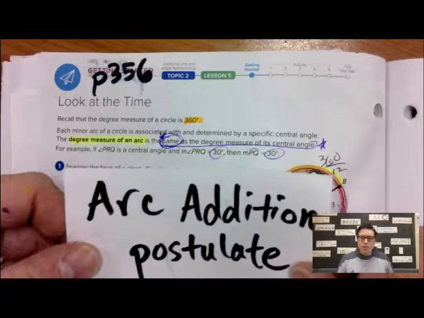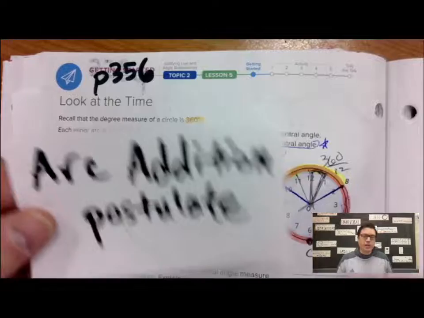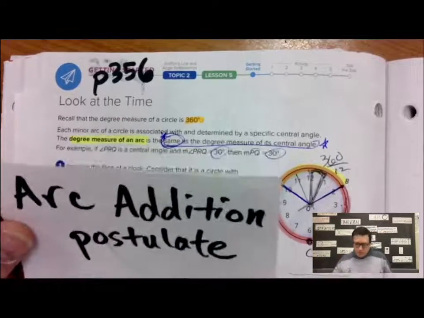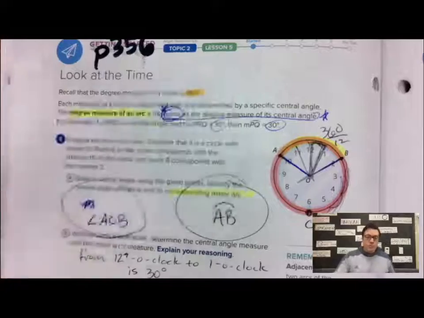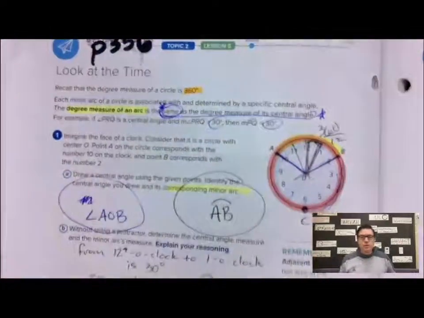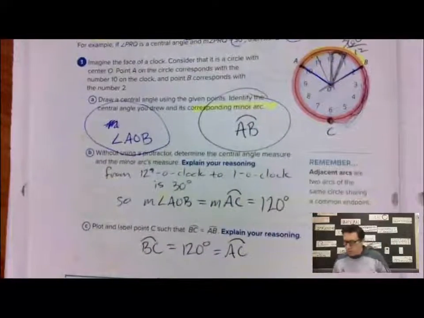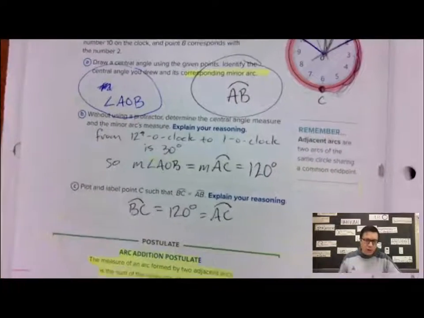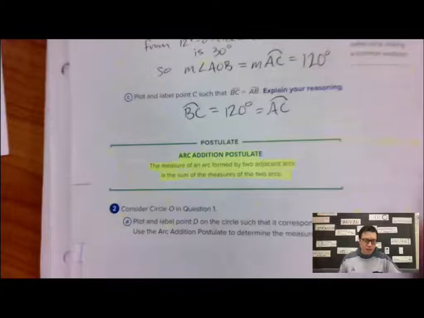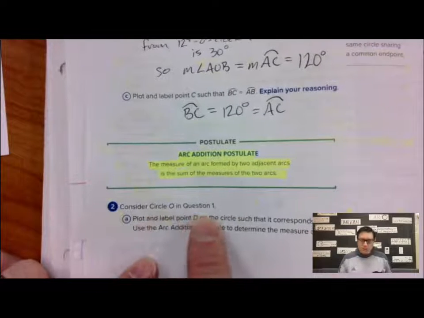Arc Addition Postulate on page 356. We're going to continue on with questions 2, 3, 4, and 5 on the next page, as far as we go. In this one, we've already addressed the angles in the clock from A to B and B to C. So go back and watch the video if you haven't yet. Make your note card for Arc Addition Postulate. But let's go ahead and talk about considering circle O.